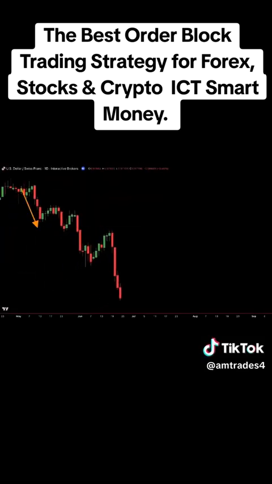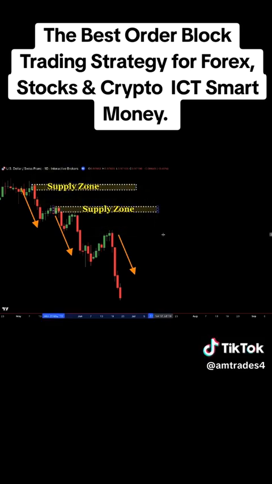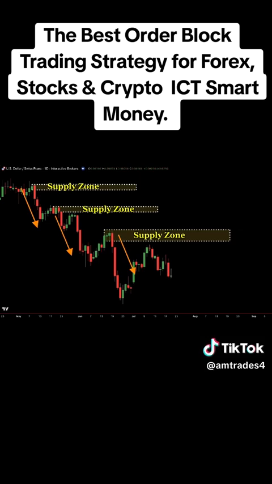On the flip side, when an impulsive move begins to the downside, we call that starting point a supply zone. This is where sellers previously entered the market in size. If price comes back to this zone, chances are sellers will step in again and defend it.